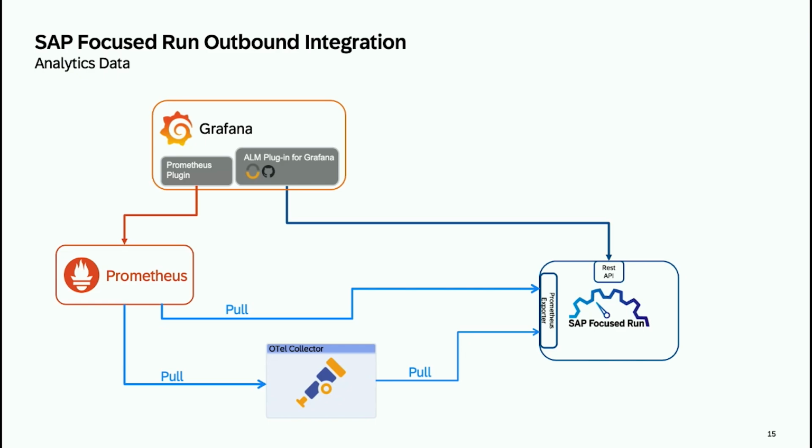In some cases, this is not the best, because maybe we want to protect the Focused Run system a little bit, or we want to give you the possibility to export the data in a more standard way. Because we want to protect the Focused Run system from all this access, you may want to use an intermediate object. In this case, Prometheus. It's a time series database.